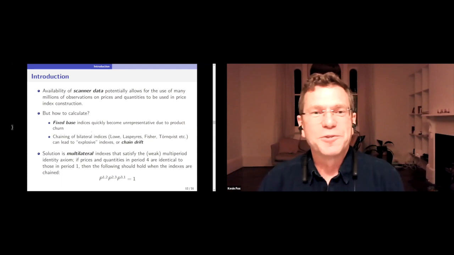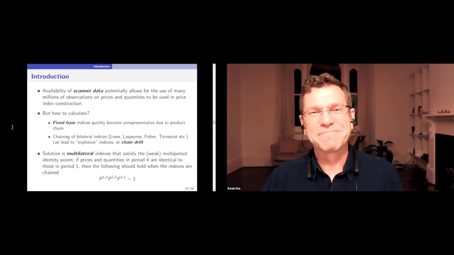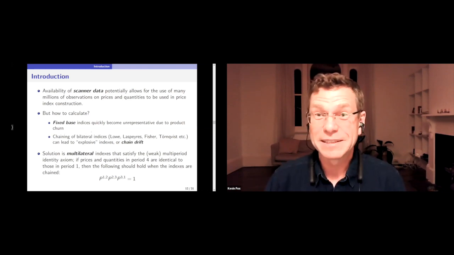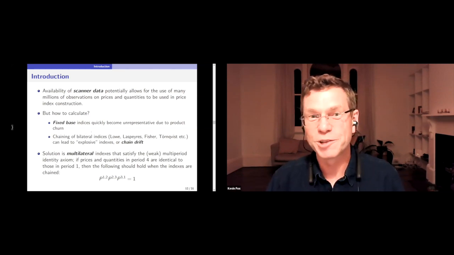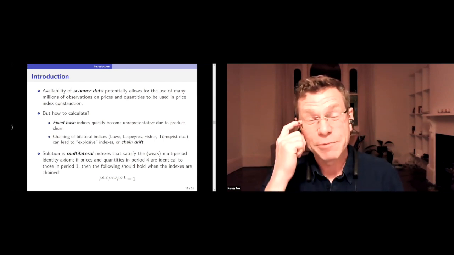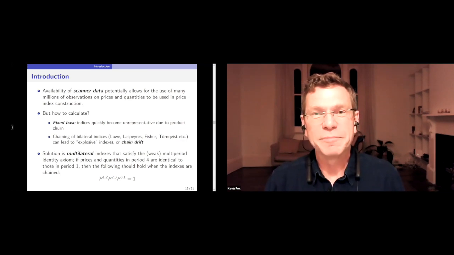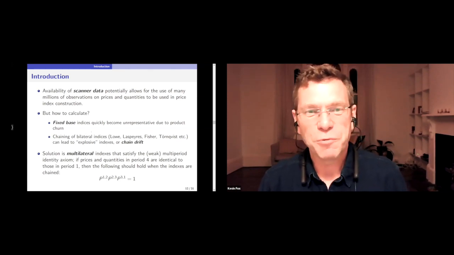So that's all background. Now we get to the introduction. Just reviewing this again: the availability of scanner data potentially allows for the use of many millions of observations on prices and quantities in price index construction. And so we get a lot of micro detail, and we're able to capture changes in consumer behavior more readily this way than if we have to rely on periodic surveys, for example, to get expenditure share weights.